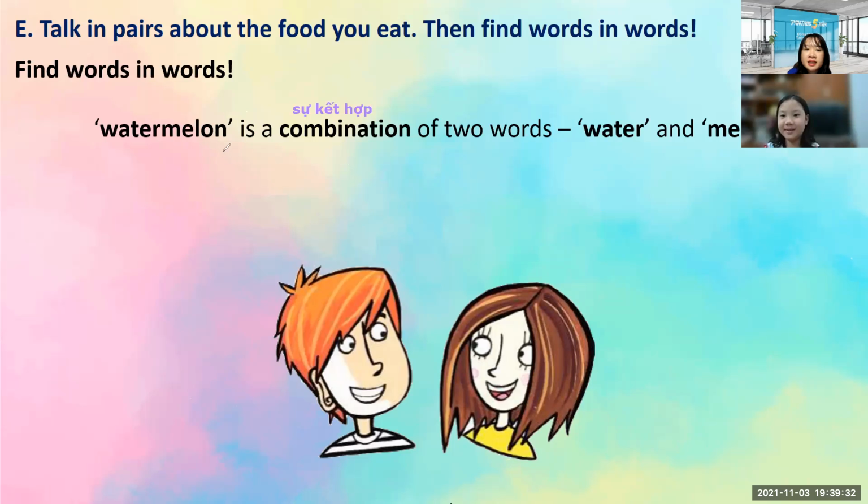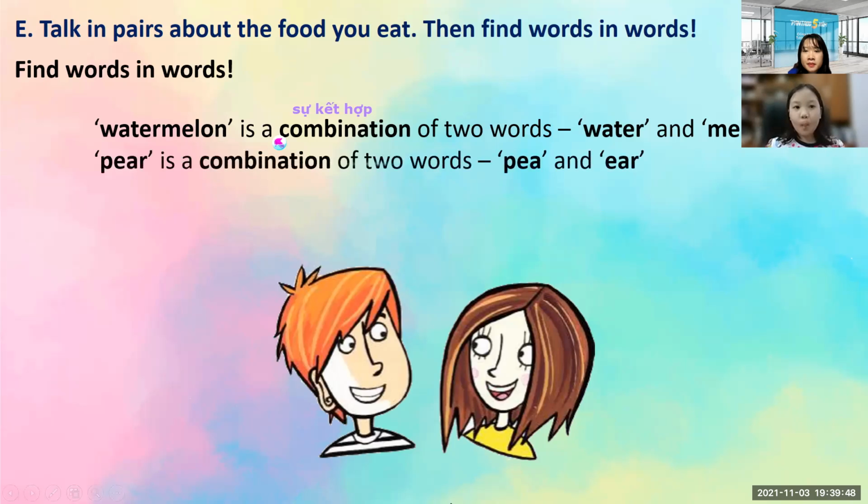Melon. Yeah. Melon là quả dưa đúng không? Mà bây giờ water là nước. Kết hợp vào, chúng ta sẽ được quả dưa hấu. Quả dưa hấu nó rất là nhiều nước luôn. Yeah. So, we're gonna find some word like that. Chúng ta sẽ tìm những cái từ tương tự như vậy nhé. Yes, for example, pear. Combine of two words, pea and ear.